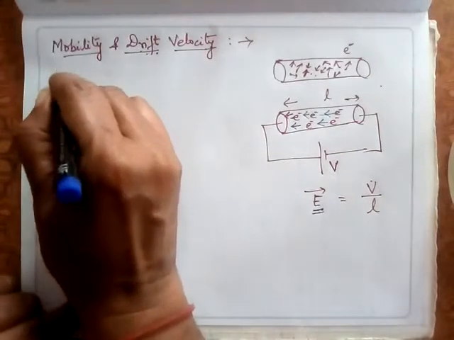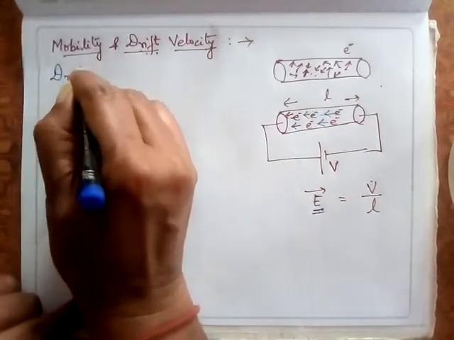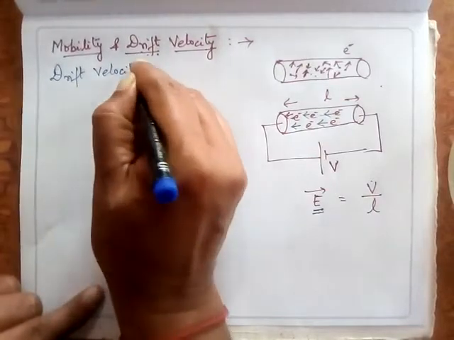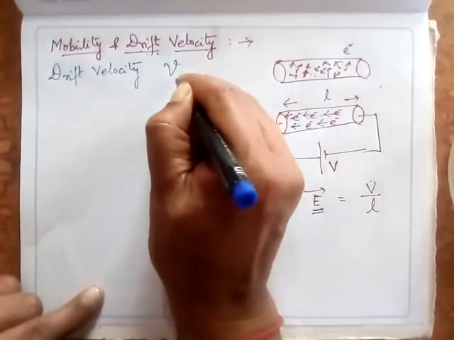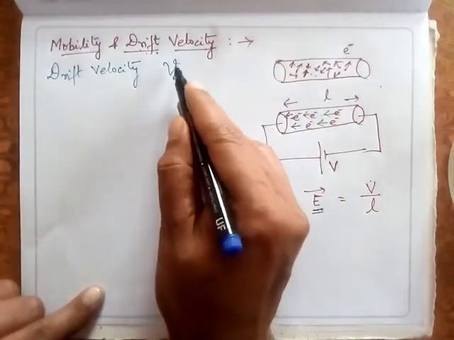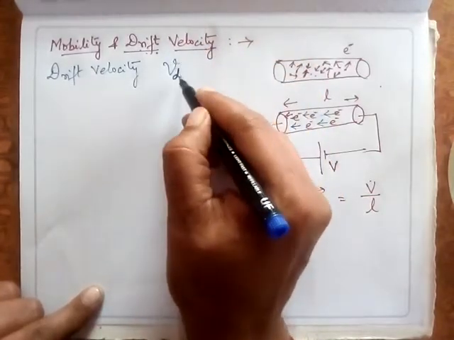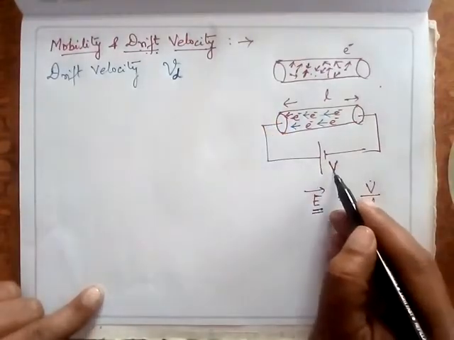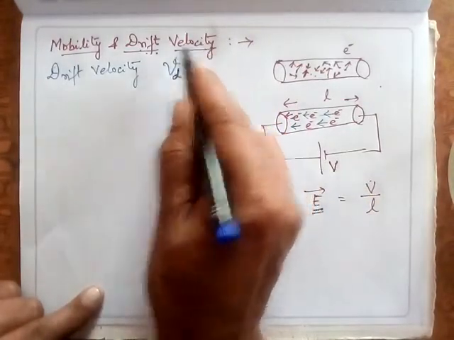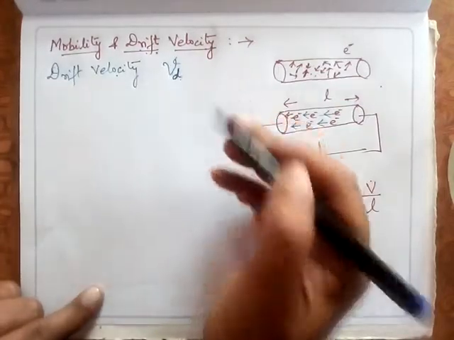And this drift velocity is represented by v with a suffix d. This small v represents the velocity, since capital V I use as a voltage. So small v for velocity, and d for drift velocity.